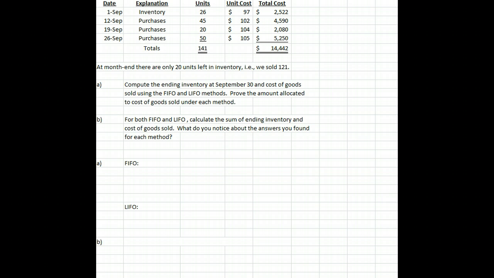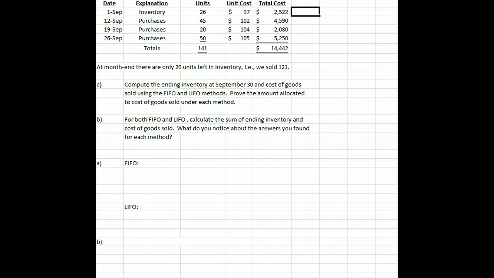So Andrea Snowboards has all these boards sitting in inventory. She has 141 in. She bought some in early September and some in later September. When we go out at the end of the month, there are only 20 units left. So if we started with 141 units in inventory and we get to the end of the month and we discover there's only 20 left, that means we must have sold 121. Since they're all the same, they're all snowboards of about the same quality, we are allowed to either use FIFO or LIFO or average cost, which we talk about in other homework problems, to value this inventory.